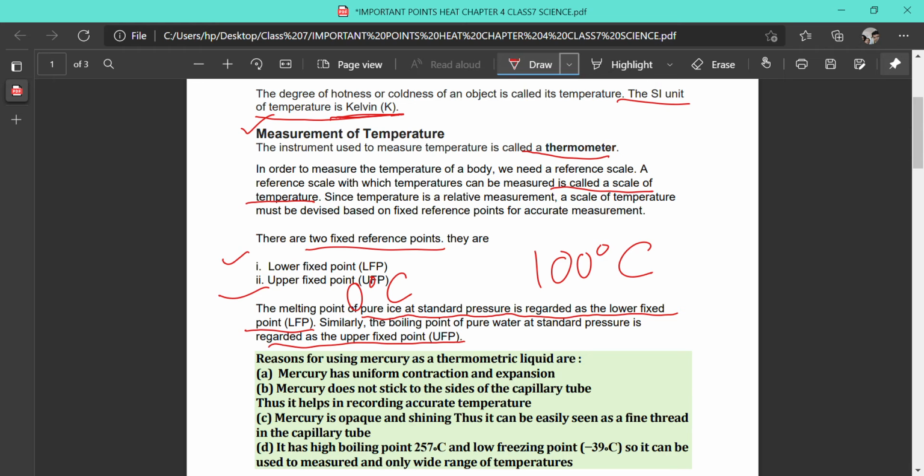What is a clinical thermometer? A clinical thermometer is a thermometer that is used for measuring the temperature of the body of a human being. It has a definite range. What is the range in Celsius? It is from 35 degrees Celsius to 42 degrees Celsius. This is the range of the scale that is present in the clinical thermometer. Above or below this range, we cannot detect any temperature with the clinical thermometer.